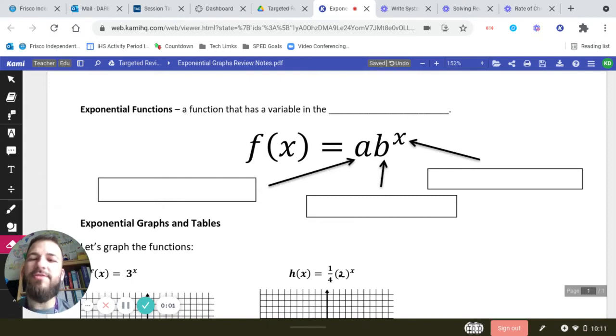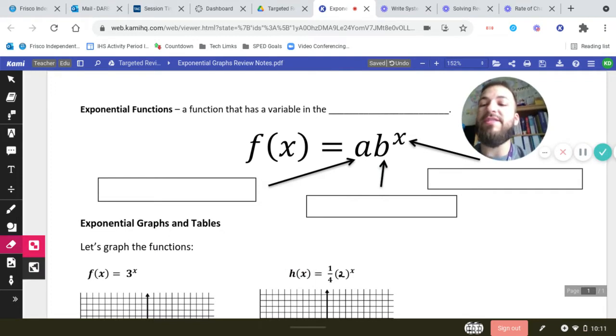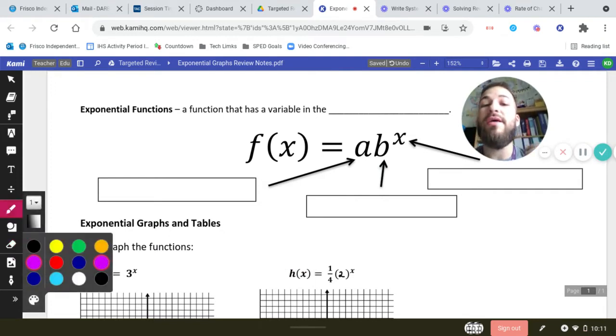Hey y'all, so this is going to be a super quick review of exponential functions. Just as a reminder, exponential functions are functions that have a variable in the exponent. As you can see very clearly, f of x is equal to a times b to the x. See how that x is up in the exponent, making it an exponential function.